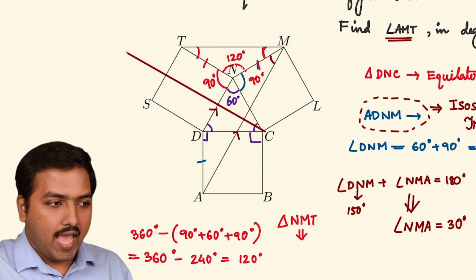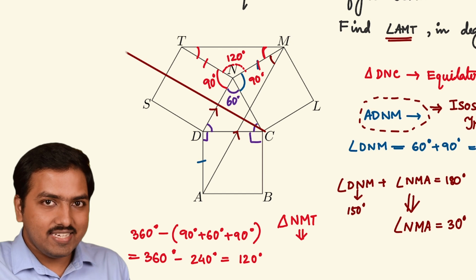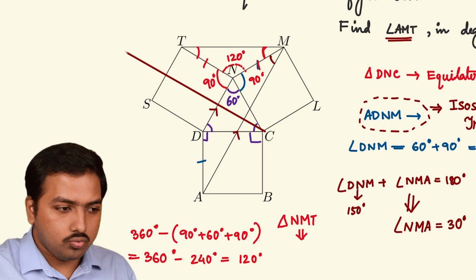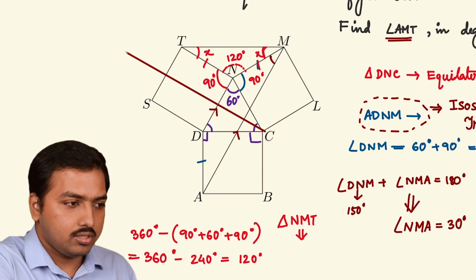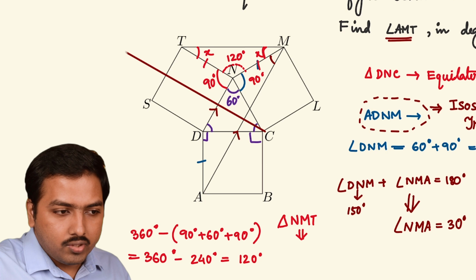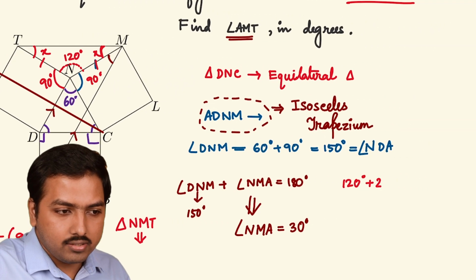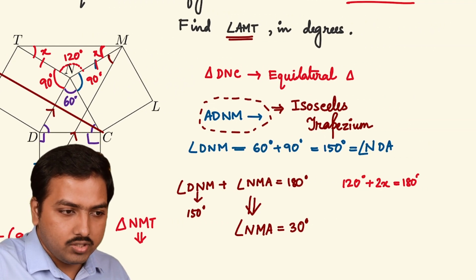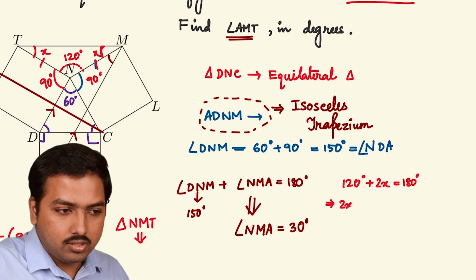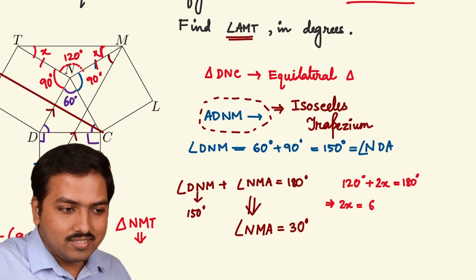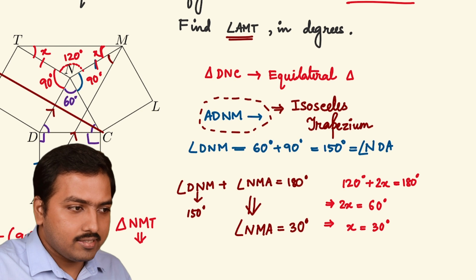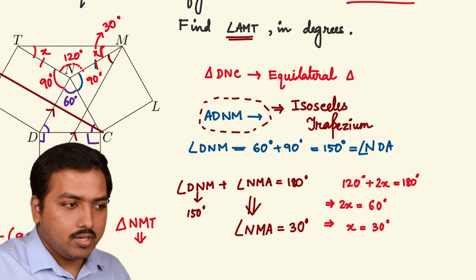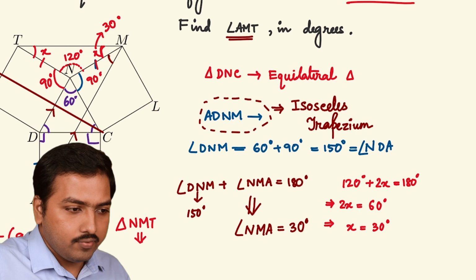And we know the sum of the angles of a triangle is 180 degrees. That means these two are equal. So let's consider them to be x and x. This leads me to 120 plus 2x equals 180 degrees. That means 2x is actually 60 degrees. That leads to x being 30 degrees. So x is 30, and this portion we concluded was 30 as well.